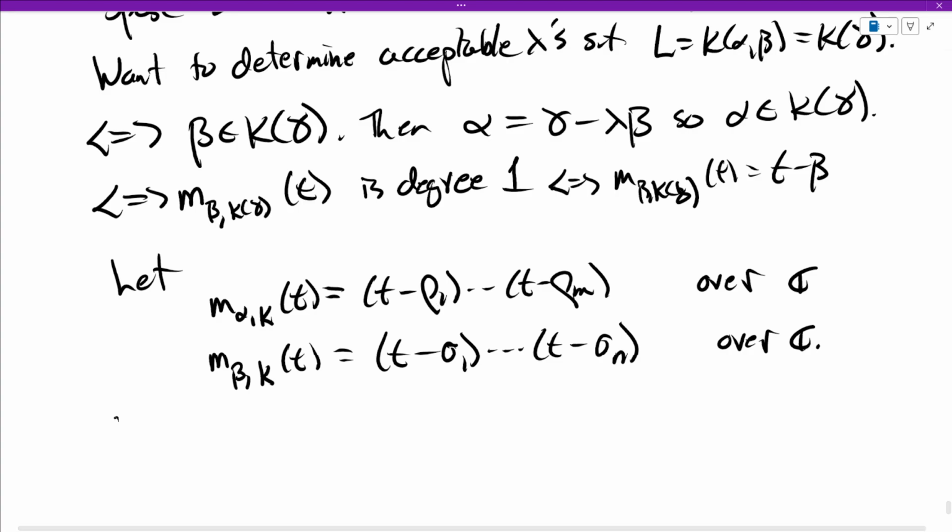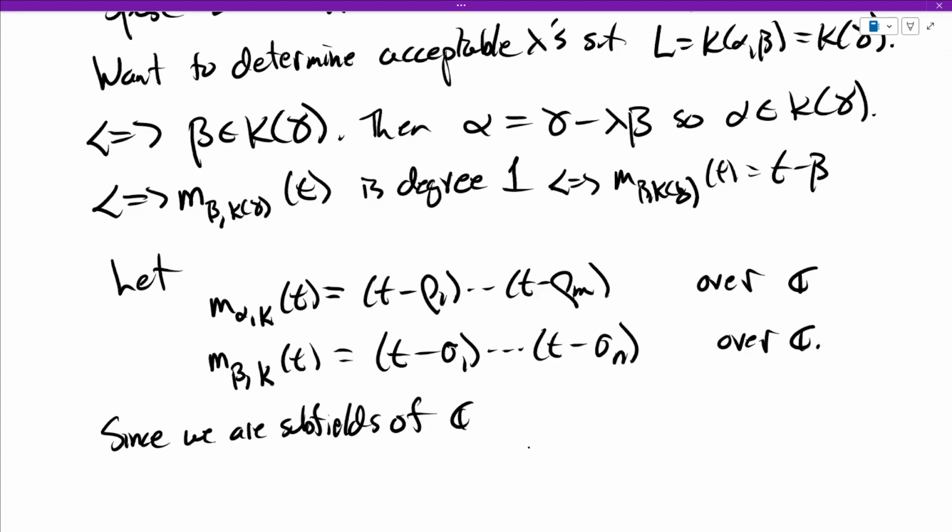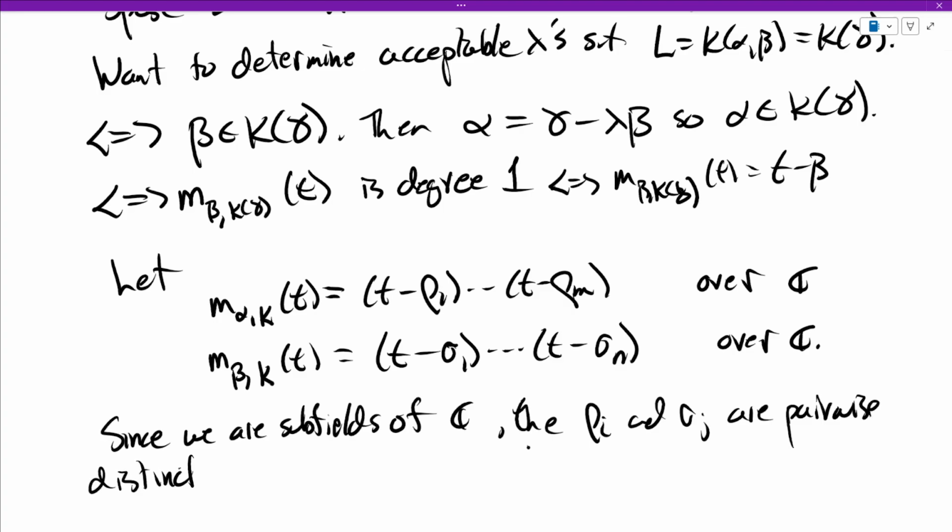And let's just note something. Since we are subfields of C, the rho i and sigma j are pairwise distinct. We showed that subfields of C are separable, so any irreducible polynomial has distinct roots. So if we look at all of the rhos, none of them can be equal to each other because we have to have distinct roots. And similarly, none of the sigmas can be equal to each other because we must have distinct roots.